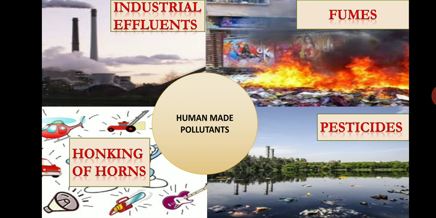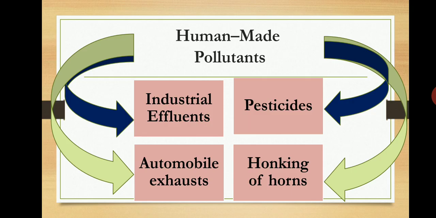Fumes means smoke or gas that comes out of some particular thing, okay. So these are things that you need to remember. And do you know what pesticides are? Pesticides are those chemicals that are sprayed on our plants, especially in farms, to protect our plants and crops from insects and diseases, okay. So these are things that you need to remember.